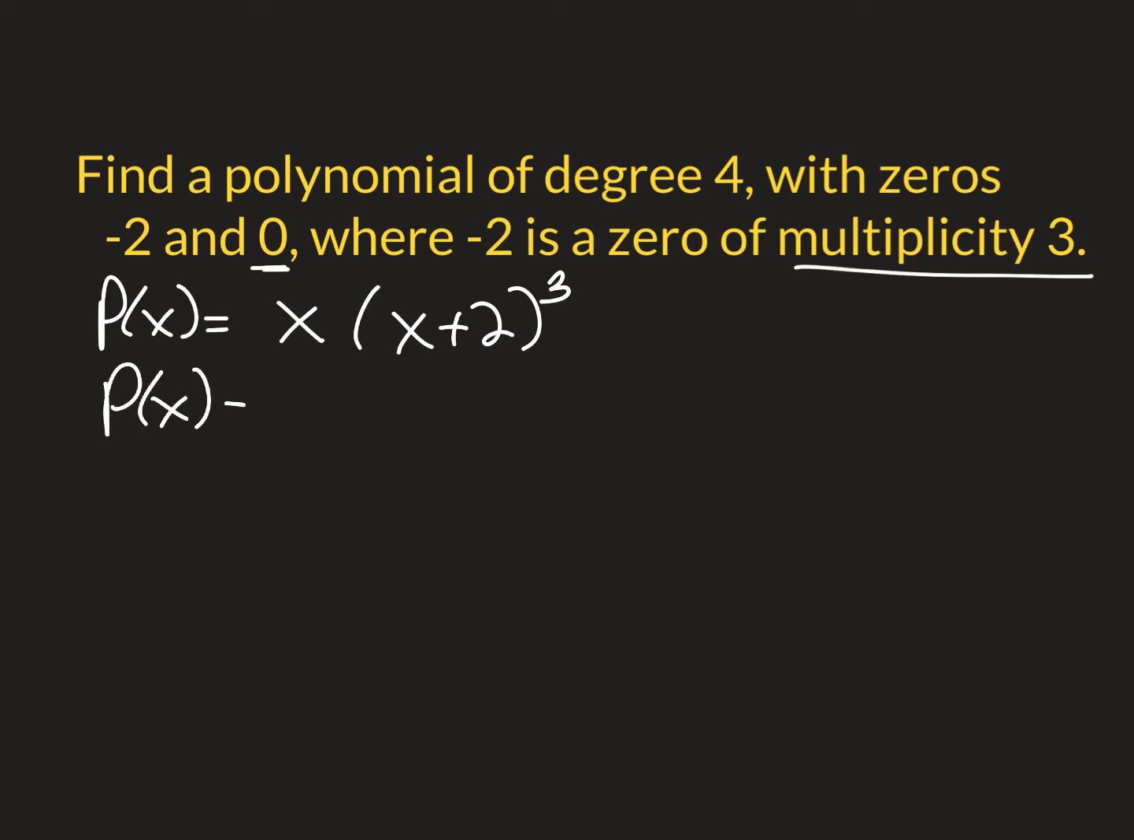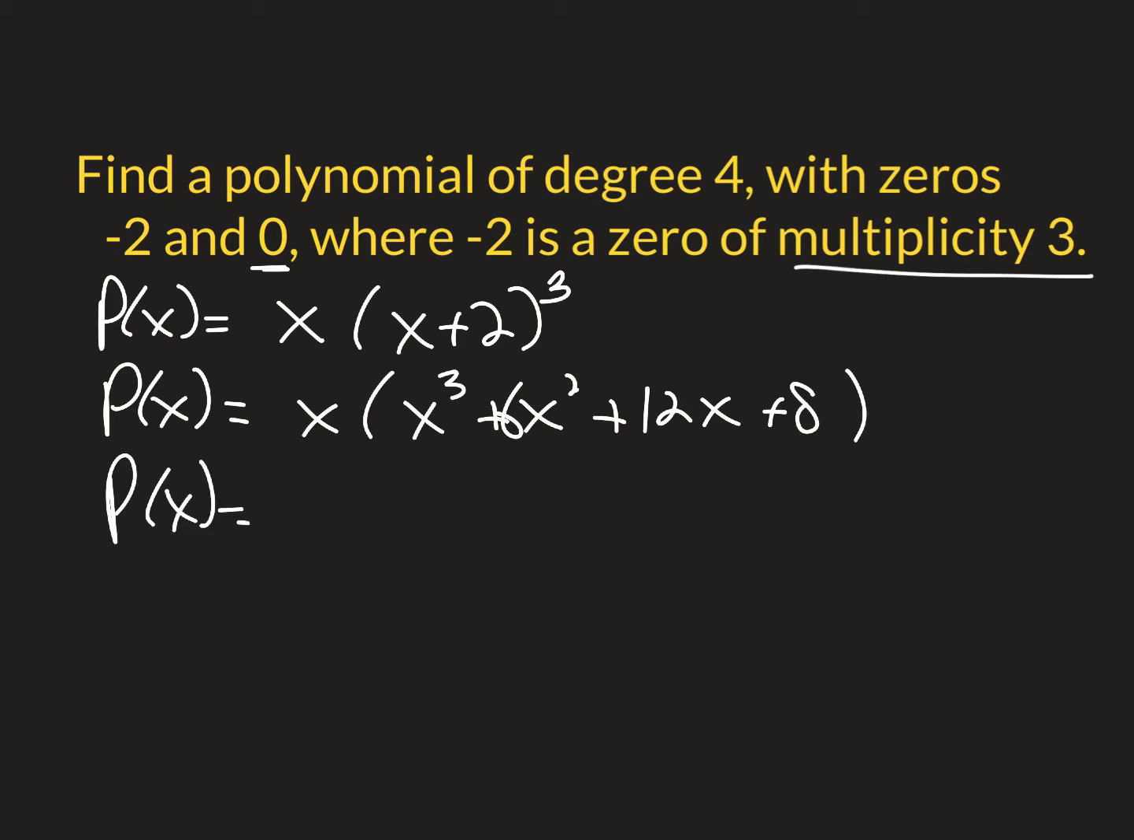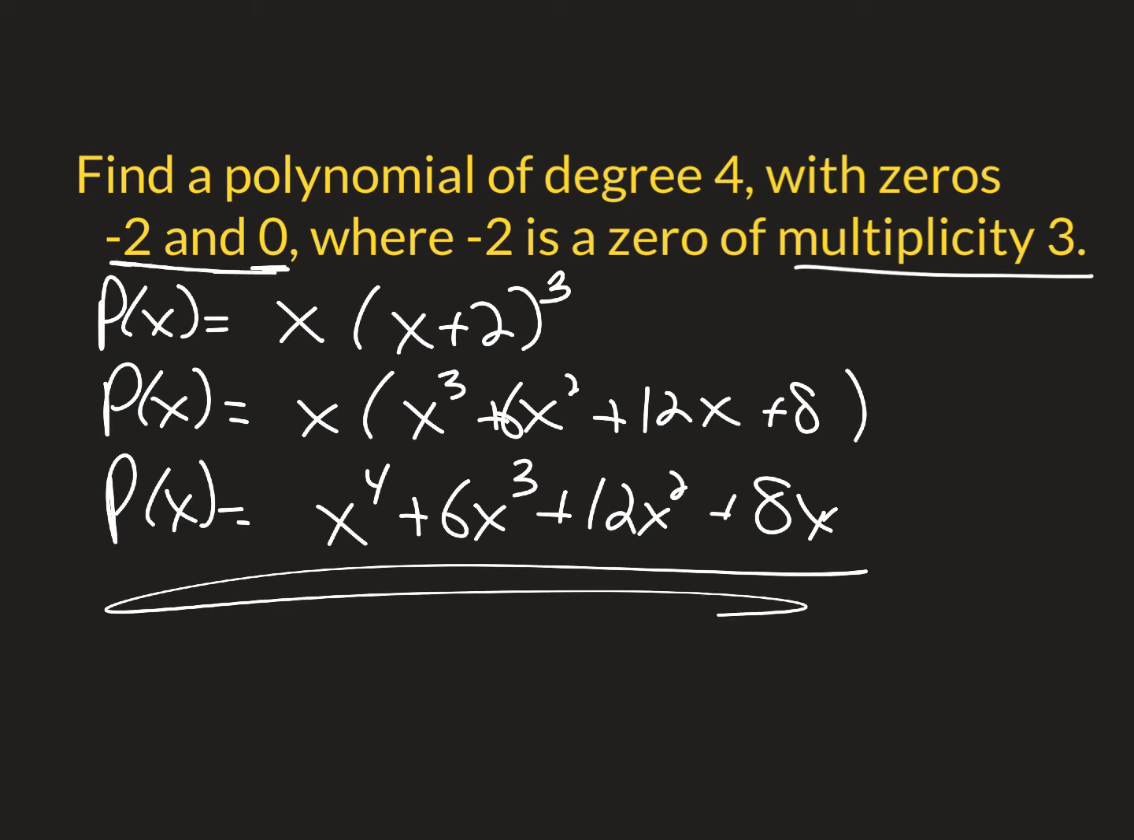So the bad news is you've got to multiply this stuff out. I'm going to take a little shortcut here. I know a little shortcut to cube a binomial. If I cube that binomial, I'm going to get x cubed plus 6x squared plus 12x plus 8. And then I'm just going to distribute that x and finish up. If I distribute the x, I get x to the 4th plus 6x cubed plus 12x squared plus 8x. And there's the polynomial of degree 4 that meets these qualifications, where negative 2 and 0 are zeros and negative 2 has multiplicity 3. Now I may give you a little hint how to do that quickly tomorrow in class, if you remind me.